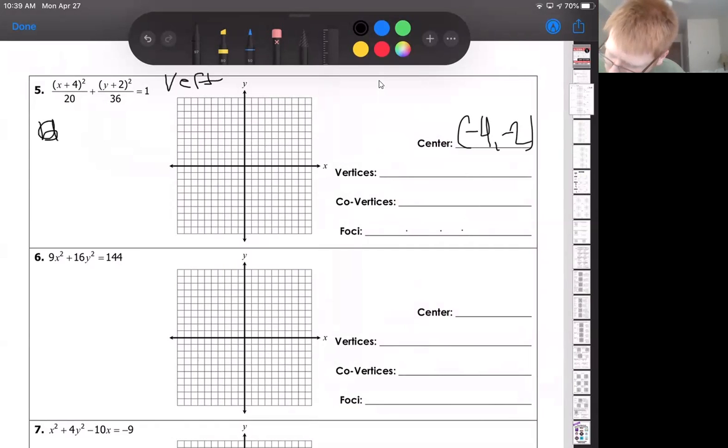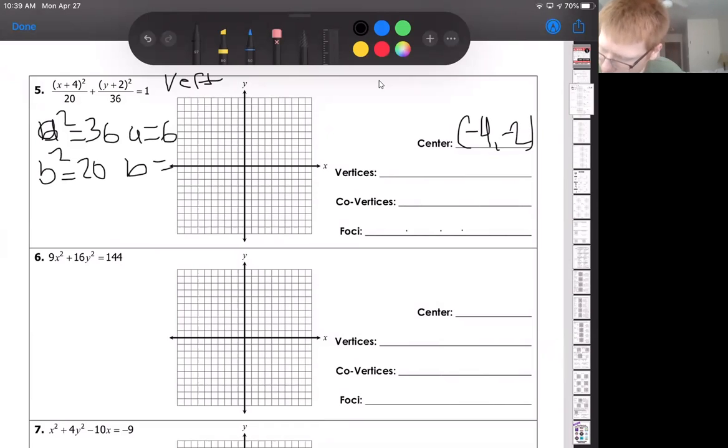Our a squared, sorry, what am I writing? A squared would be 36. Our b squared would be 20. So our a is about 6. Our b is going to be a decimal because the square root of 20 is about 4.47, or roughly 4.5. Let me write this a little bit smaller. I'll get on my graph.